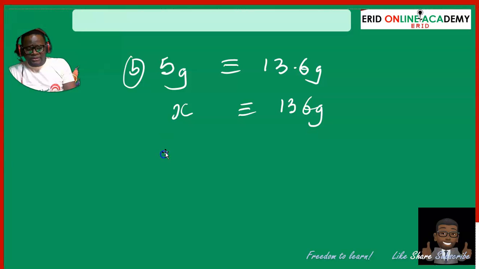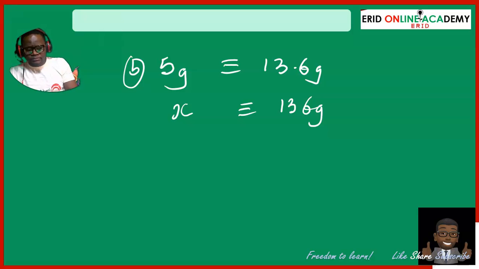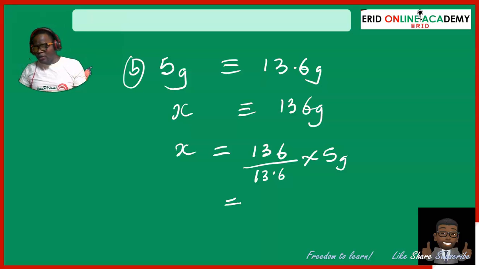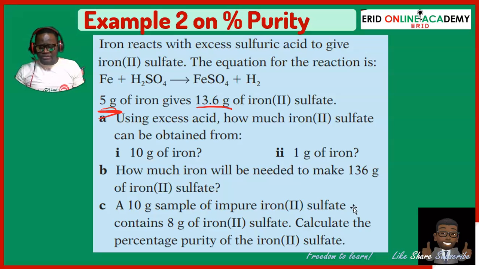Therefore, x will be equals to 136 gram over 13.6 multiplied by what? By 5 gram of iron. So whatever mass that we get now will be the mass of what? The mass of iron. So if you divide this, you're going to get 10. So that gives us what? 50 grams of iron. Very simple. 50 grams of iron. So let's look at the third question there.